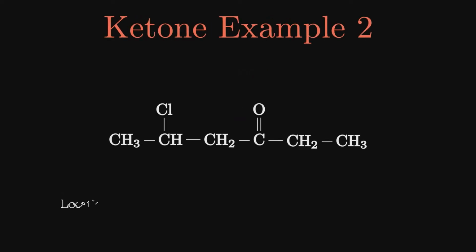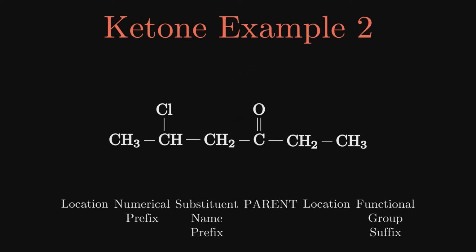Now for some examples, and when the structure appears, feel free to pause the video and name it before I do. The parent is 6 carbons long, or hexane. There's a chlorine and a ketone. We number from the right to give the ketone the smallest number possible, 3, and the chlorine gets a 5. Remove the E from hexane and we get 5-chlorohexane-3-one.